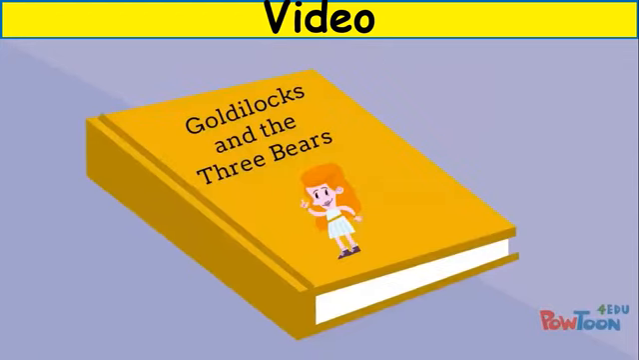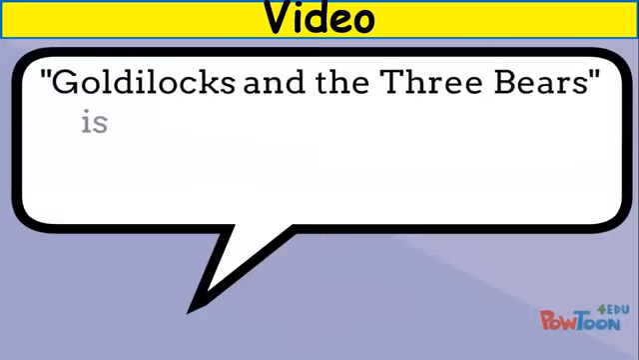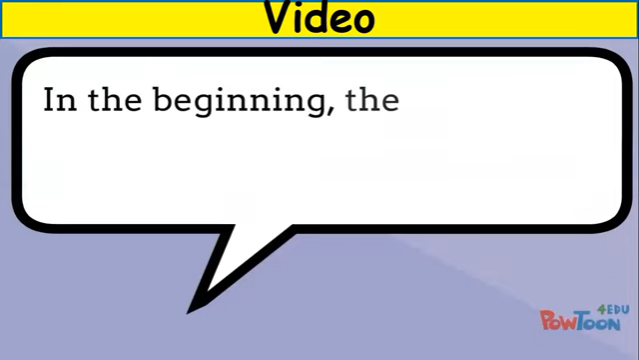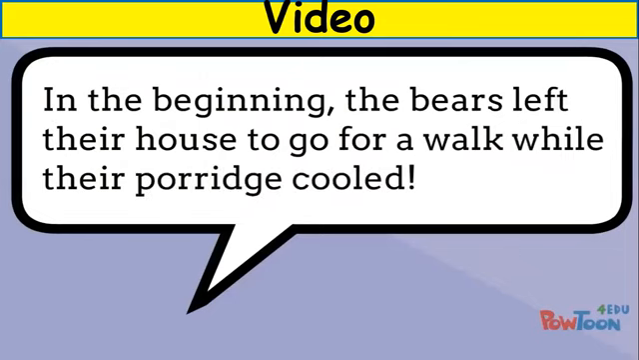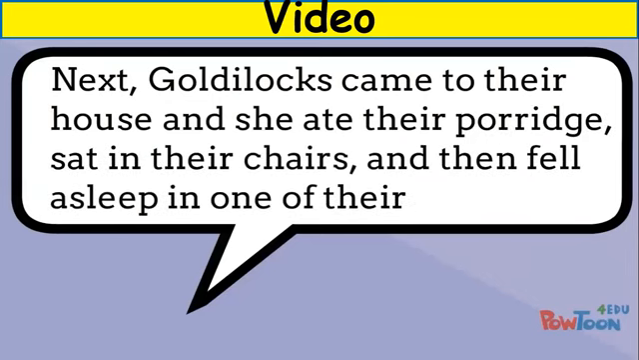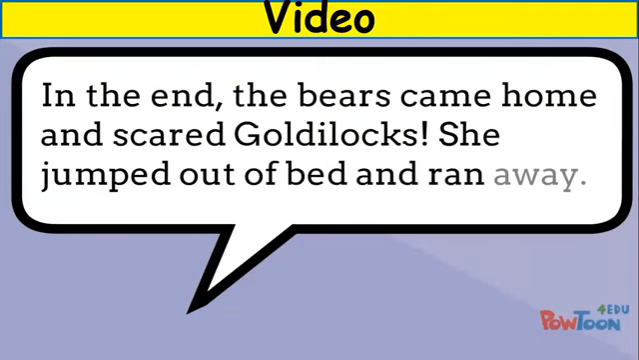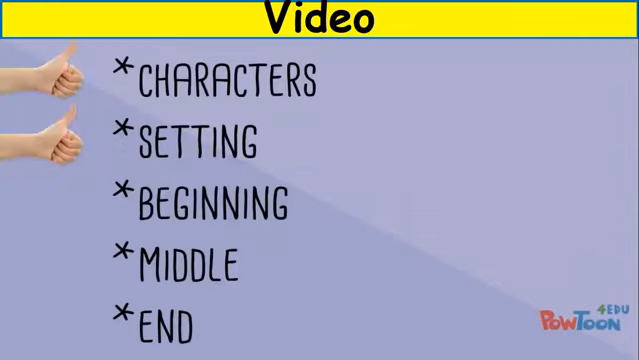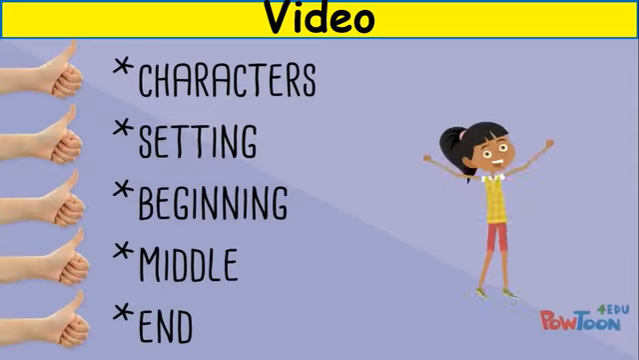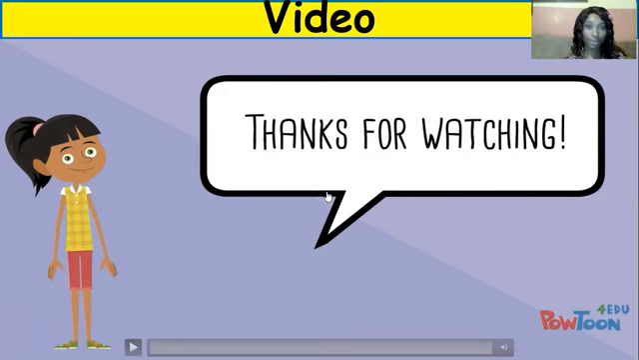Have you heard the story Goldilocks and the Three Bears? I'm going to retell it to you. Goldilocks and the Three Bears is a story about a girl named Goldilocks who goes for a walk in the forest. In the beginning, the bears left their house to go for a walk while their porridge cooled. Next, Goldilocks came to their house and she ate their porridge, sat in their chairs, and then fell asleep in one of their beds. In the end, the bears came home and scared Goldilocks. She jumped out of bed and ran away. My retelling included the characters, the setting, and the most important events from the beginning, middle, and end. Now you can practice retelling a story on your own. Thanks for watching.